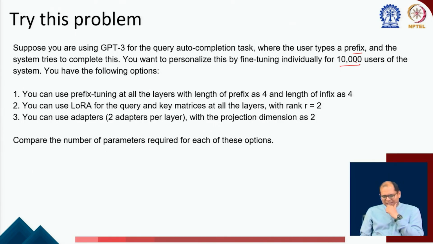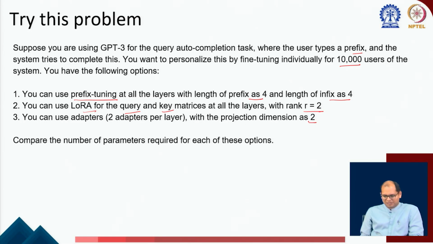So what you can do is either use prefix tuning. You don't want to store parameters for each user, like 175 billion parameters for each user. That would be completely infeasible. So what you can do is store a very small number of parameters. How? For example, you can do prefix tuning for all the layers, and let's say the length of the prefix is 4 and the length of the infix is 4. Or you can use LoRA for the query and key matrices, 2 of the matrices, with rank 2, or you can use adapters with the projection dimension as 2.